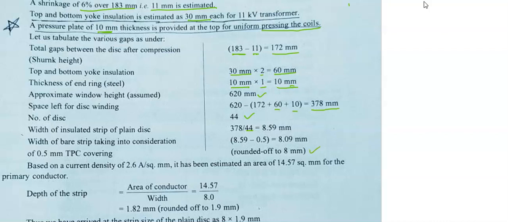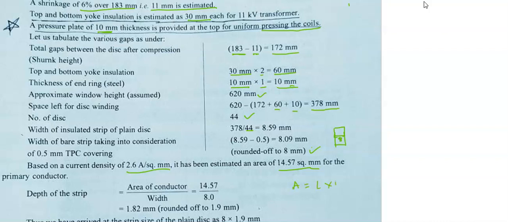So now the conductor width you got is 8 mm. Okay. Now based on the current density, we have 2.6 ampere per square mm. And we calculated the area of the conductor. So what is the rectangular area?